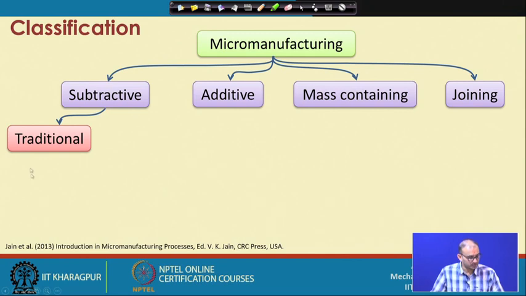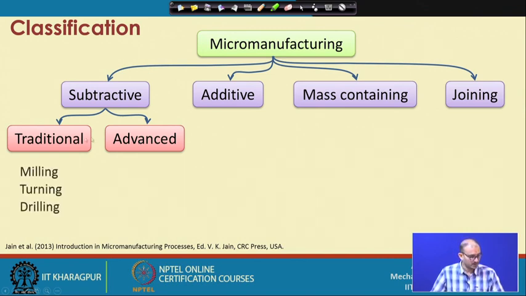In subtractive processes we know the traditional machining processes, and there are advanced machining processes. Because of material limitations, we have found applications where we can machine any hard materials. The traditional machining processes are well known: milling, turning and drilling, and our focus is also on these processes, but at the microscopic level. Advanced processes include many processes like electro-discharge machining and electrochemical machining.